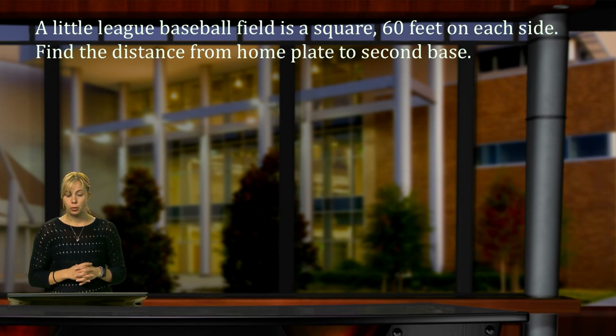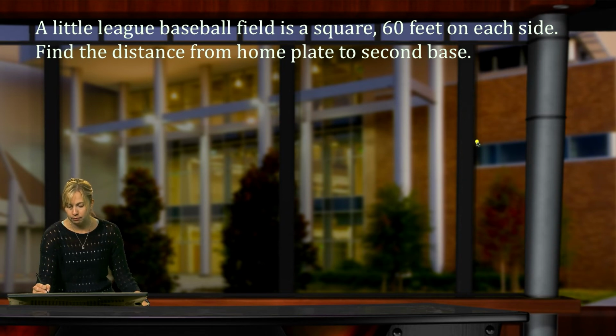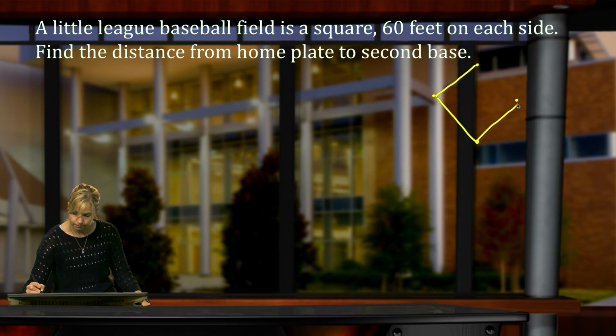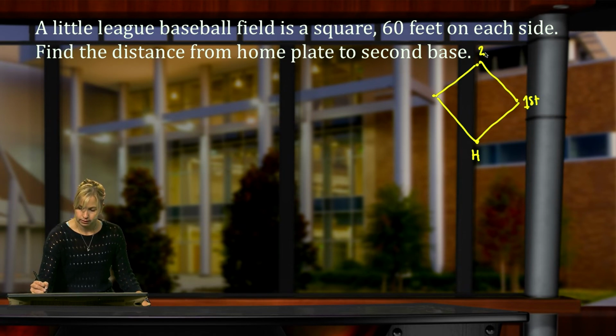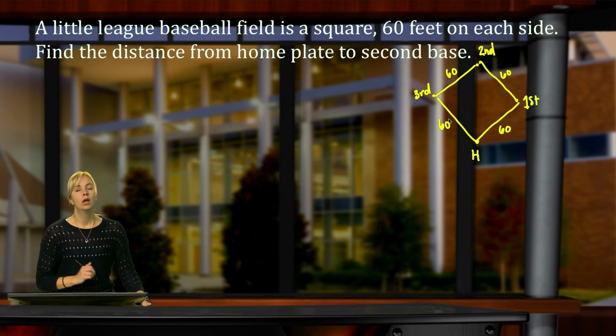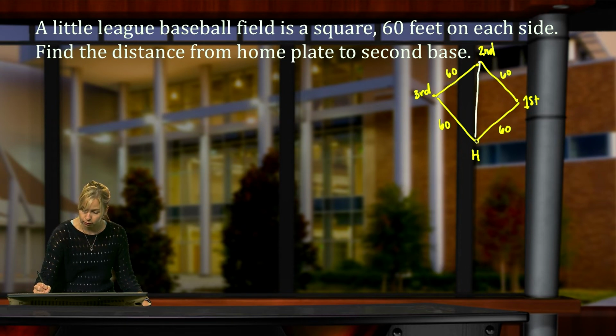A Little League baseball field is a square, 60 feet on each side. Find the distance from home plate to second base. So for those of you who are unfamiliar with a baseball diamond, we have home plate, first base, second base, third base. Now this makes a square. So here's home plate, here's first base, second base, third base. Now, the problem is telling us that each of these sides are 60 feet. They want us to find the distance from home plate to second base. So we're looking for this length right here.